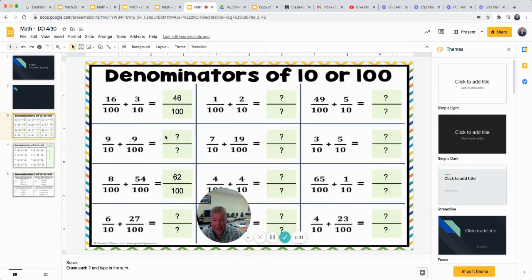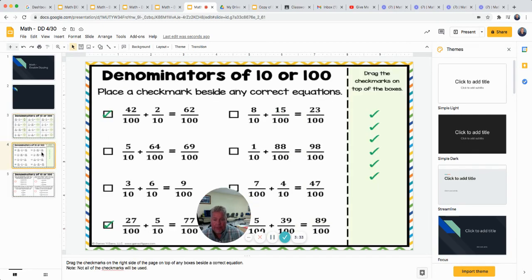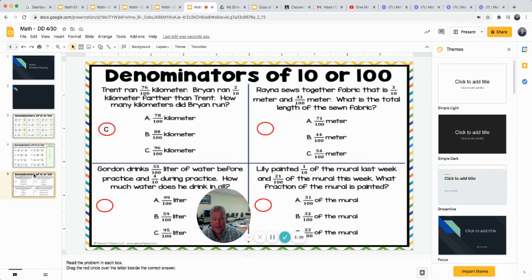Today's slides: add them, type in the answer, find the equations that are correctly done, put a check if they are, don't do anything if they're not. Last one, solve the word problems, put the correct answer inside the circle, and you'll be done for this week. Thank you for working hard on this skill that we did not get to during fractions. Now you'll have it. You'll be ready for it if you see it on the TCAP.